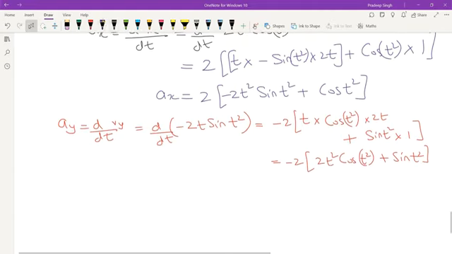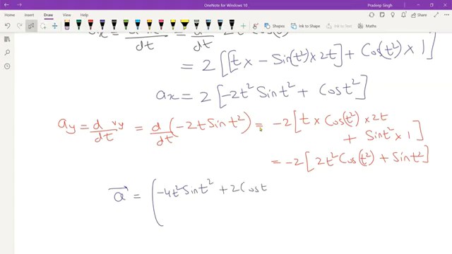So let us collate and write down the acceleration vector. So the x component is, let us multiply the 2 with the entire bracket. So we'll get minus 4t squared sin t squared plus 2 cos t squared. In the y component, let's multiply the minus 2 with the entire bracket. So we'll get minus 4t squared cos t squared minus 2 sin t squared.